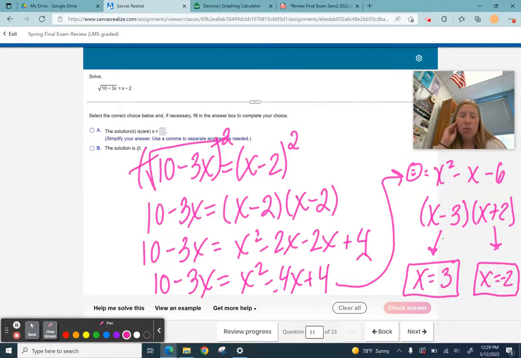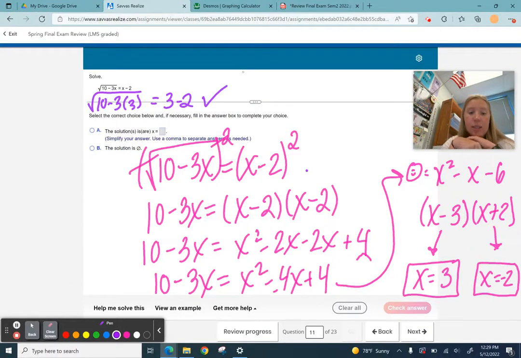Now, we should check these answers to make sure that they both are solutions like we did in our last problem. So let me check 3. 10 minus 3 times 3, we're taking the square root of that, equals 3 minus 2. 3 times 3 is 9. 10 minus 9 is 1. The square root of 1 is 1. 3 minus 2 is 1.